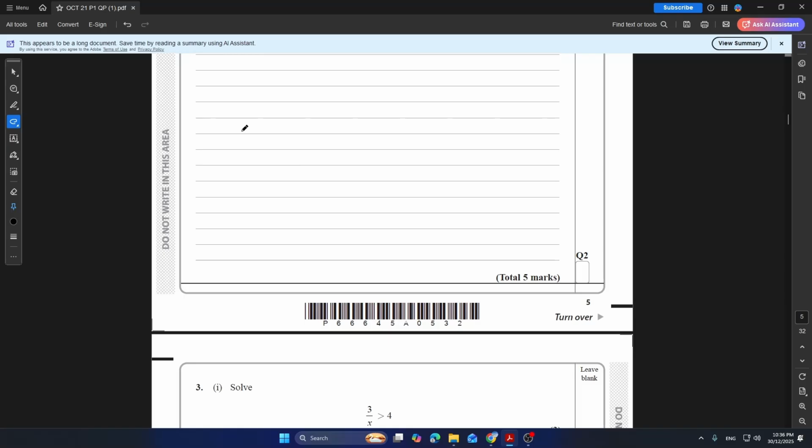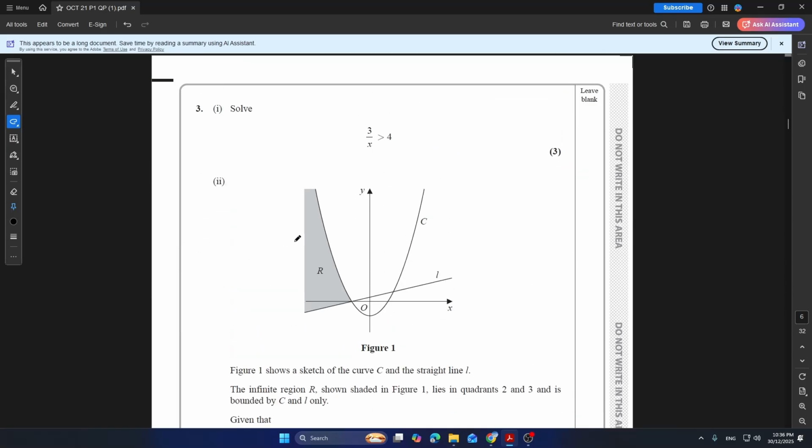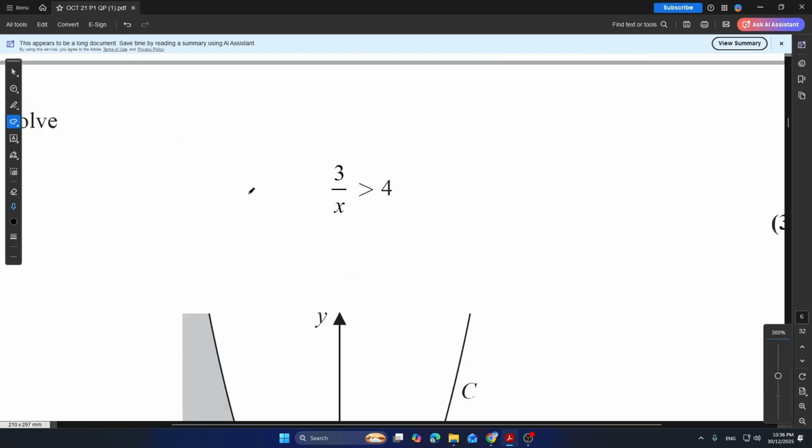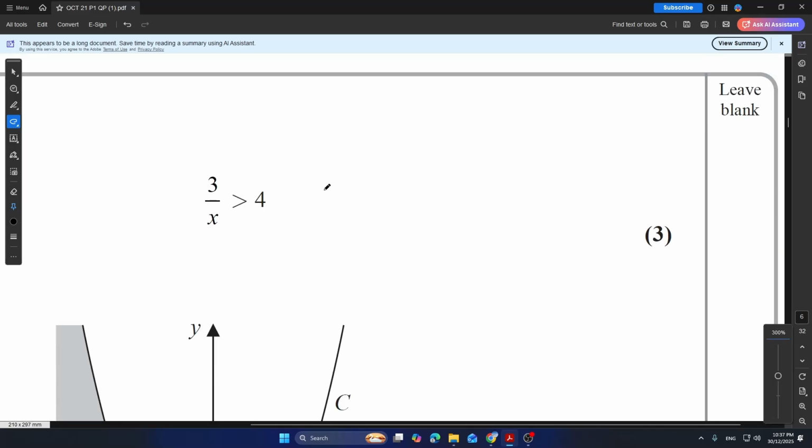Question number 3. 3 over x is greater than 4. Okay, so here it is giving us this equation. This looks very easy. It looks easy, but it might not be that easy. It's not as simple as it seems. Okay, so let's solve it here.